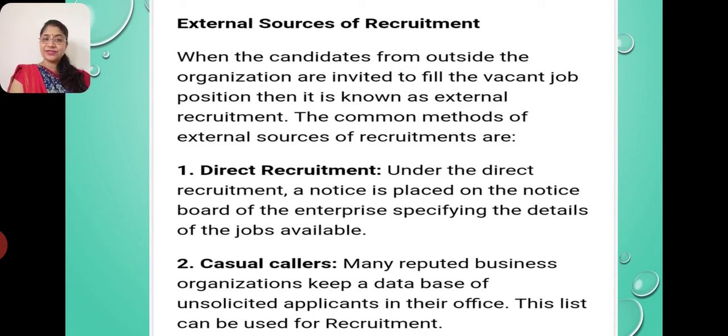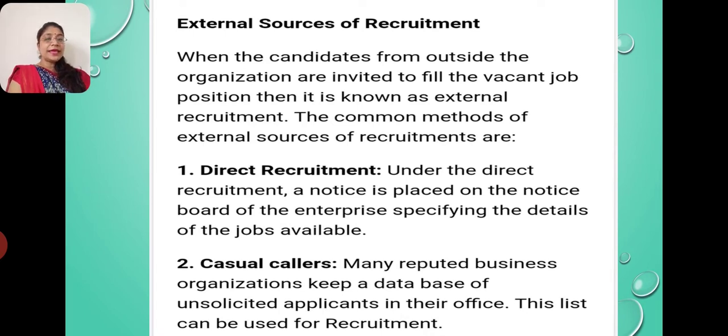Number one is direct recruitment. When we talk about direct recruitment, a notice is placed on the notice board of the organization, which specifies the details of the job available, like what kind of job is available. So job seekers may assemble outside the premises on the given date, and the selection will be done on the spot. So this method is for unskilled or semi-skilled people. Okay, so remember, notice is provided and on the spot the selection is done. So this is for casual workers who are unskilled.